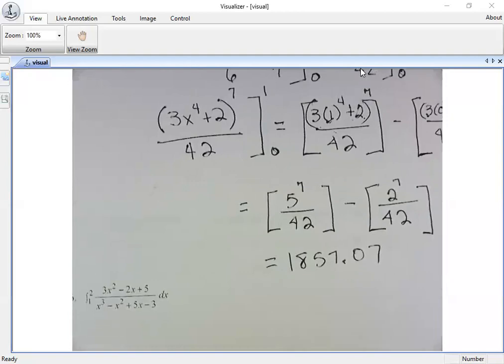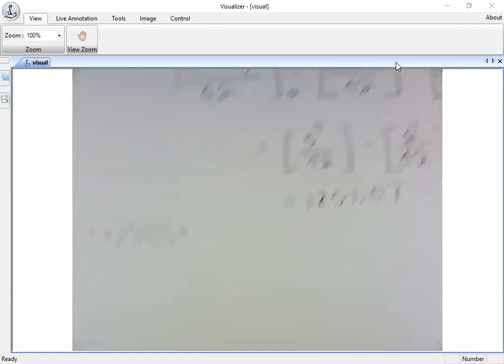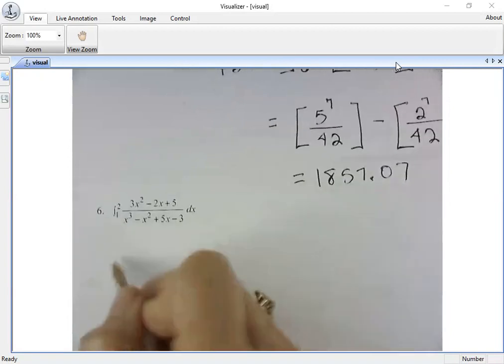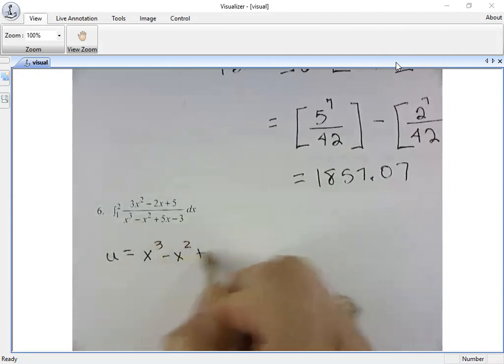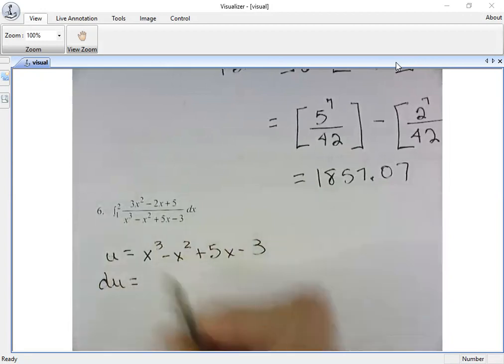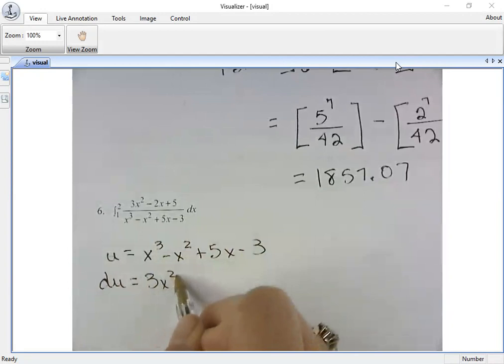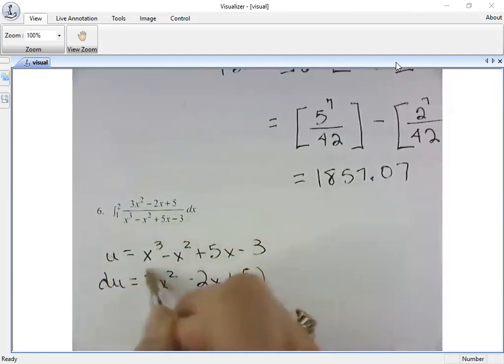Hold on a second. All right, so what do you notice on 6? What shall we do? Looks like a U substitution to me. And what would you want U to be? Good, because that has the larger exponent. So x cubed minus x squared plus 5x minus 3. That would mean my du is 3x squared minus 2x plus 5, and then my dx.